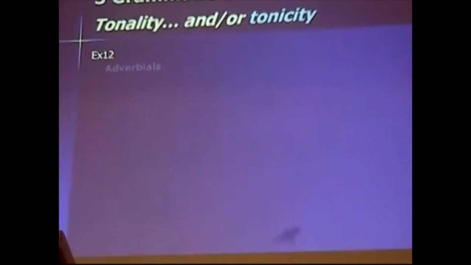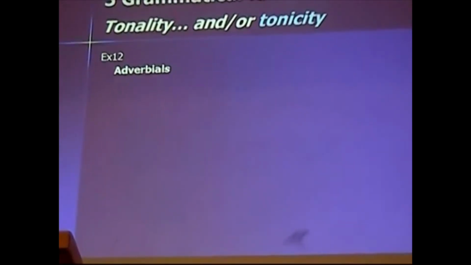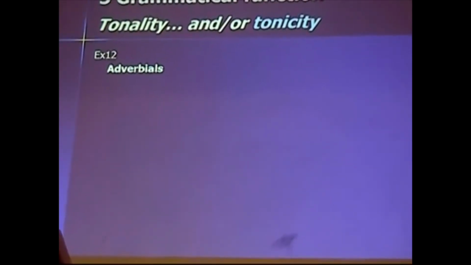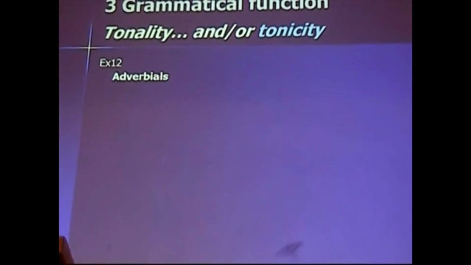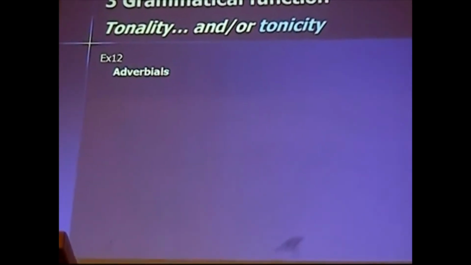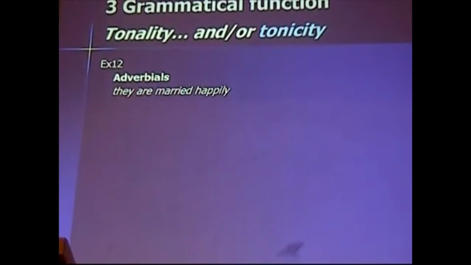Example 12. Now we're into adverbials. And again, getting the intonation right on adverbial forms can be very important because you can put across the wrong message. We have the words they and are and married and happily.